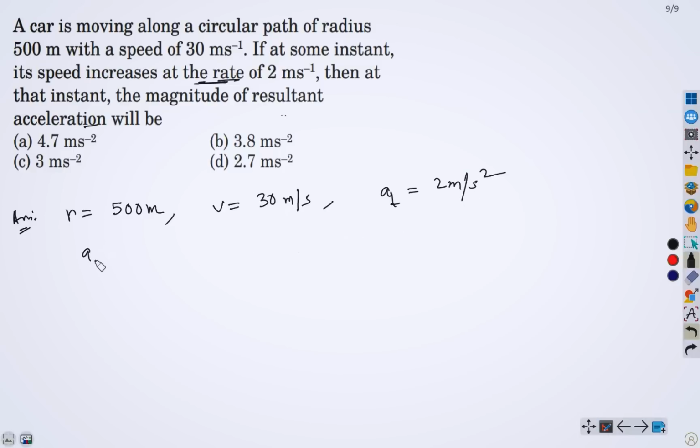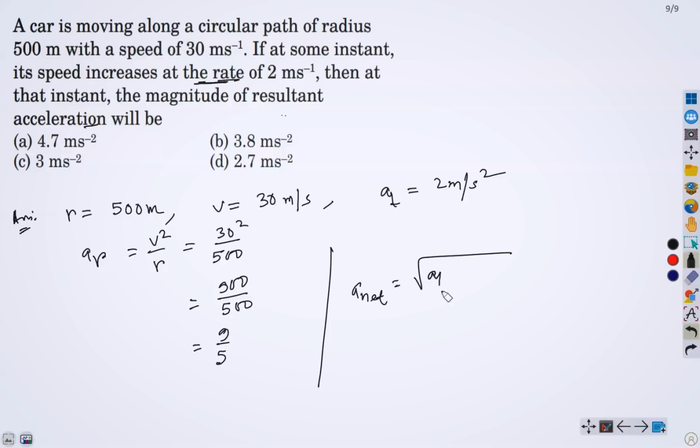So we have AT, we just have to determine AR. Very simple, this V square by R. We have V 30 square, R 500. See, once you note down the data, solving the problem is so easy. This gives 9 by 5. Now we just have to substitute, the same thing I am doing again and again. Once you become expert, with practice and practice, then you will see every problem is trivial. There is nothing so difficult. We have 2 square, 9 square by 5 square. If we now simplify this, this is 4, this is, I have to calculate it.